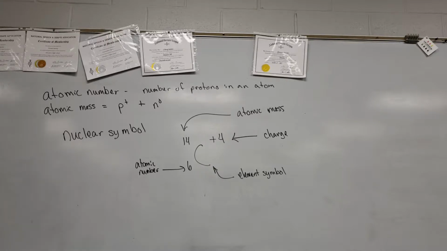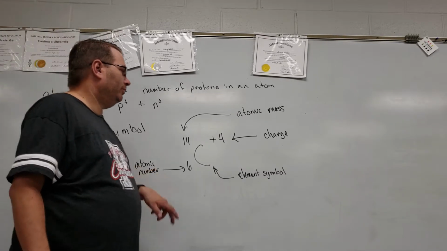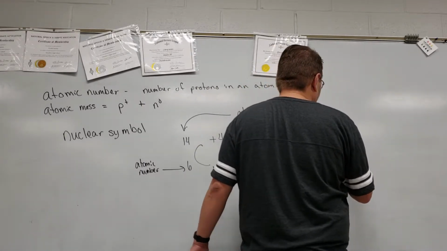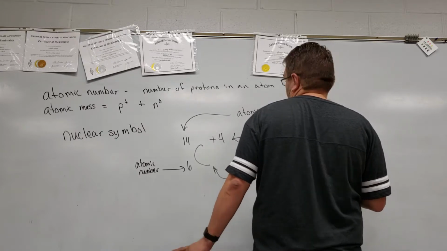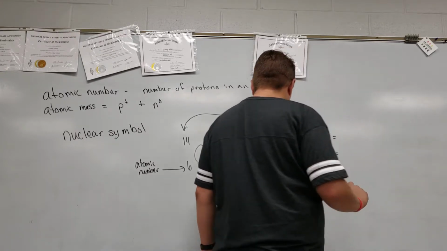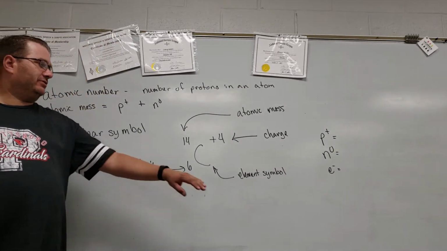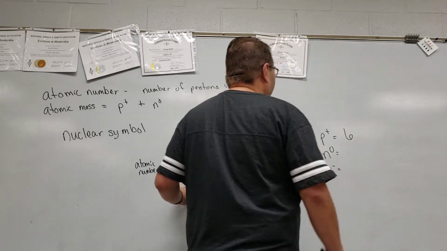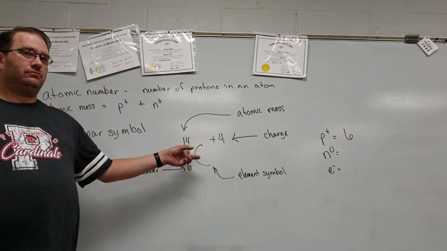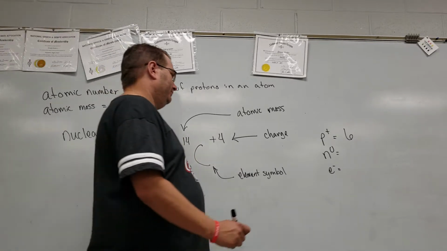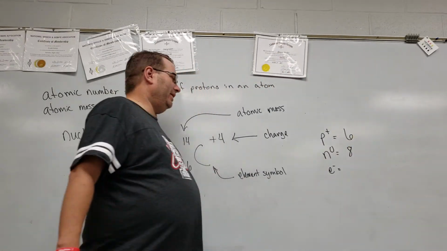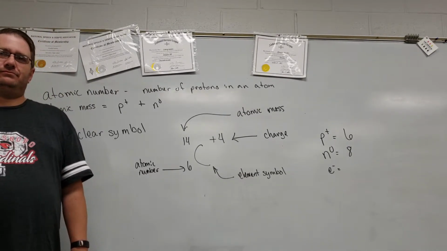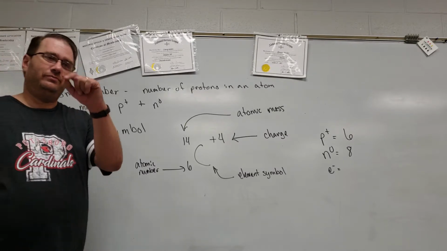All right. Moving on. So, how many protons does this carbon have? Or any carbon, for that matter. 6. How many protons does this carbon have? 6. How many neutrons does this carbon have? 8. Correct. How many electrons does it have? 4. 6. 0. 14. 2.